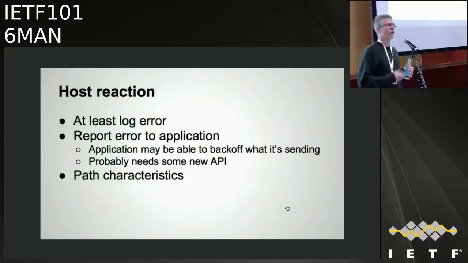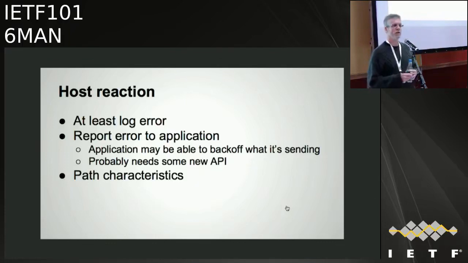So the question is always, what is the host going to do with this? So first thing, at least log it. So we get this logging information. This is an error back to the administrator. When somebody goes to debug the problem, at least they have this information, and maybe offline can rectify this situation by not sending the extension headers. Maybe in the longer term, we report this error to the application. So the application may be able to take action.